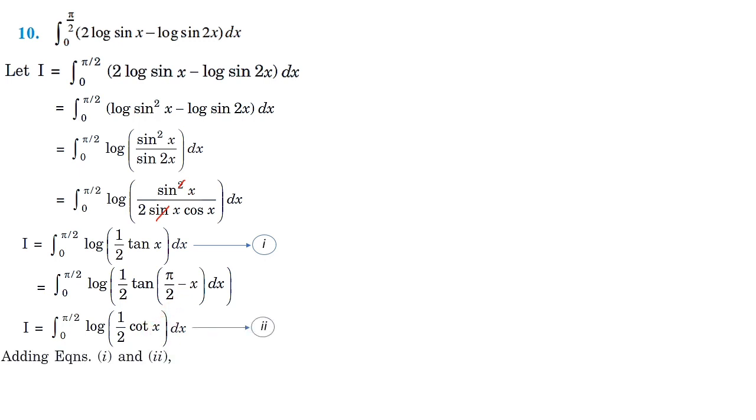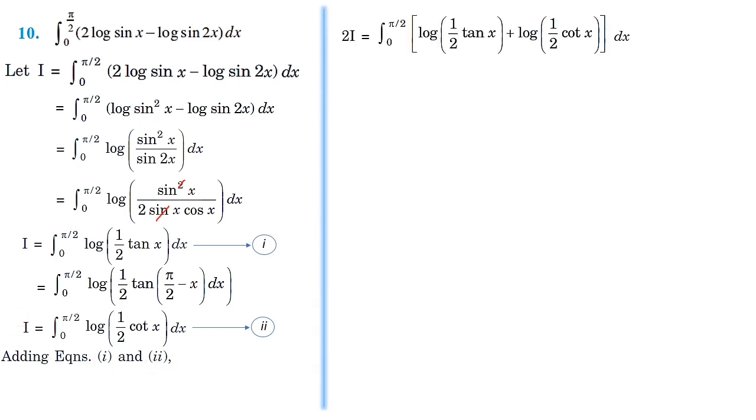Now as before, adding equation number 1 and 2: I plus I is equal to 2i. 0 to pi by 2 is common. Then here log 1 by 2 tan x plus log 1 by 2 cot x. That is, 2i is equal to integral 0 to pi by 2 of log a plus log b, which is log of a into b. This is a and this is b. So log of 1 by 2 tan x into 1 by 2 cot x.